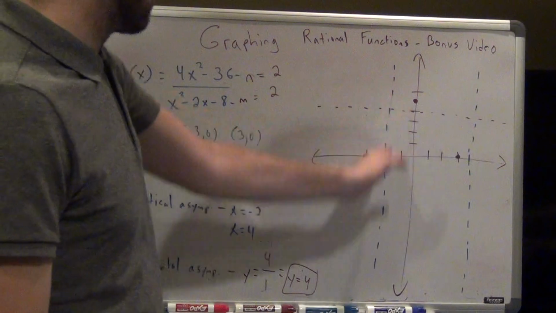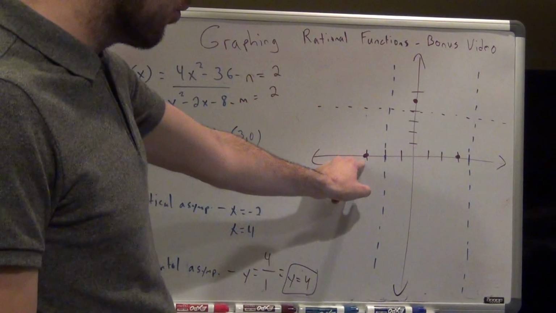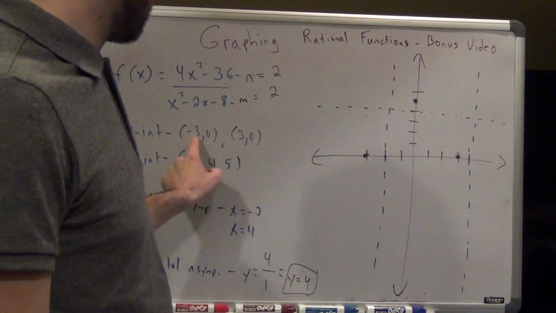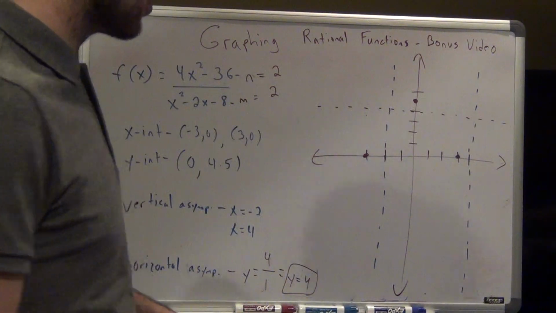So my leftmost vertical asymptote is the line x equals -2 here. I already have 1 point on that side, which is my x-intercept, -3, 0. I don't need to find the other points. All I need to do is just draw my curve there.